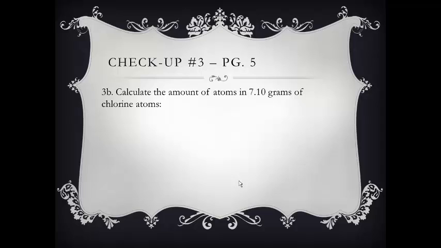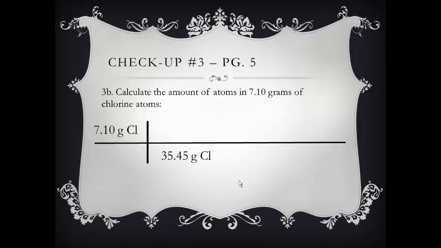All right, calculate the atoms in 7.10 grams of chlorine atoms. So, a little more work because it's an extra step, but you always start with your given, which is 7.10 grams, and since you're dealing with grams, you gotta find the molar mass. Now, it's chlorine atoms, not a molecule. Remember, a molecule is diatomic, an atom is just an atom. So you look up chlorine, which is 35.45 grams. You need 1 mole. Grams cancel out.